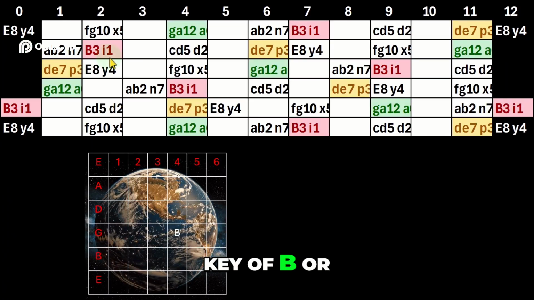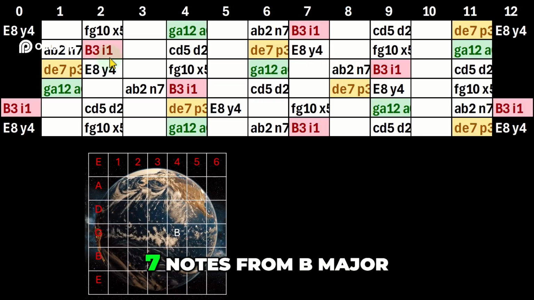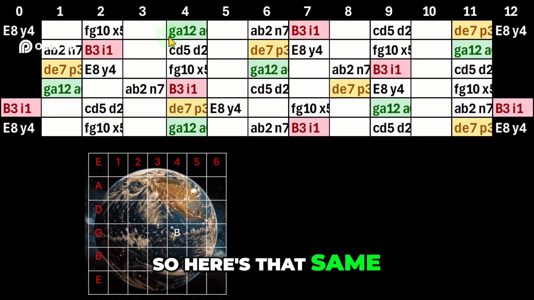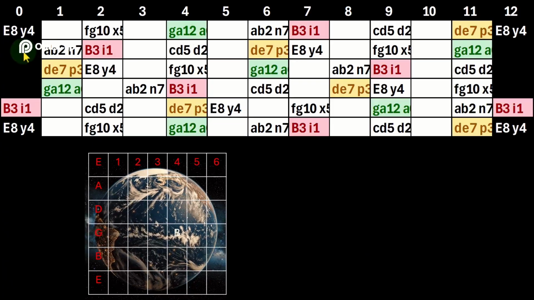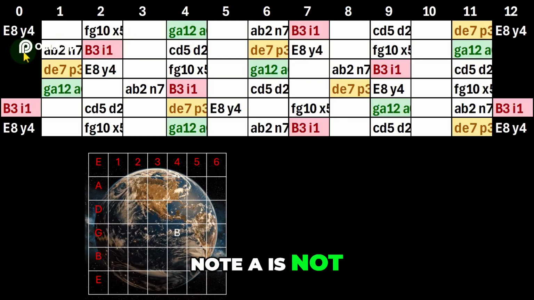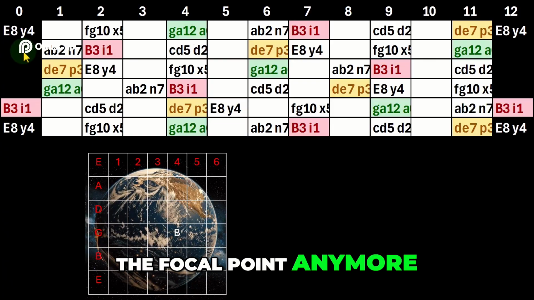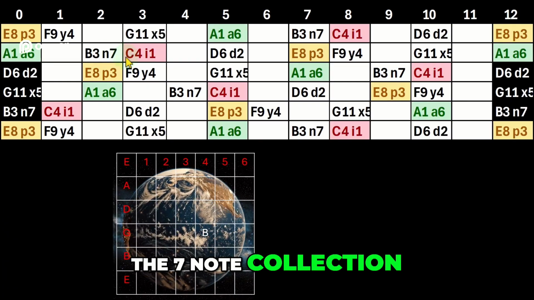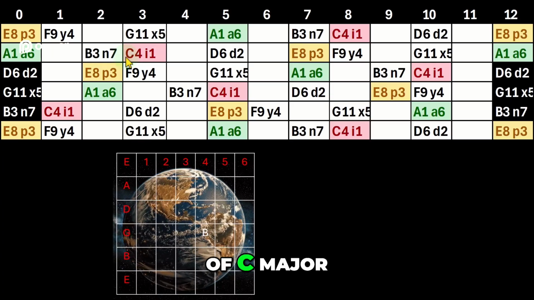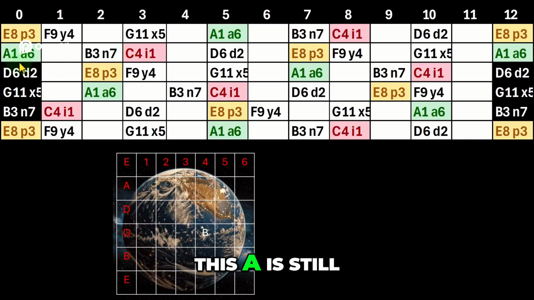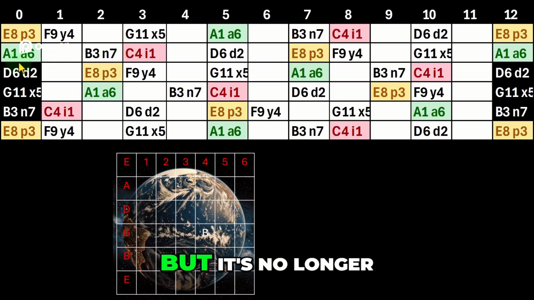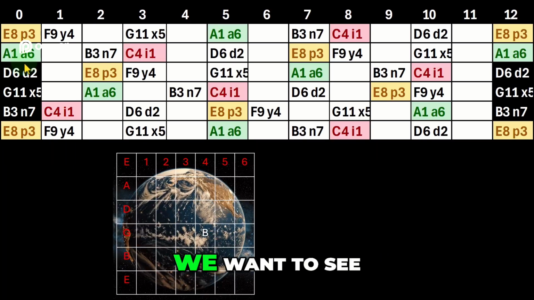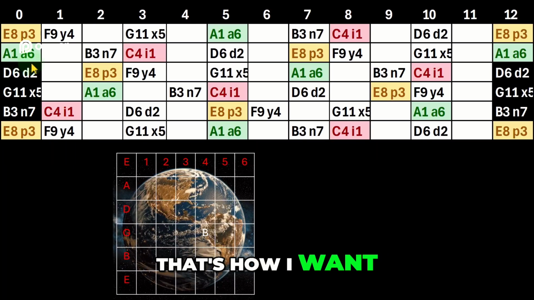Now I'm in the key of B, or the collection of 7 notes from B major. So here's that same position this way. The note A is not the focal point anymore. Now we're going to go up to C. So now we're in the 7-note collection of C major. This A is still there, but it's no longer the Ionian. Now it's the Aeolian, or the 6th. We want to see it as the 6th. That's how I want to name it.